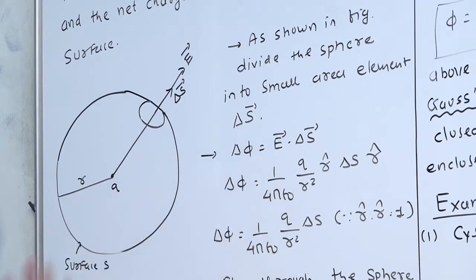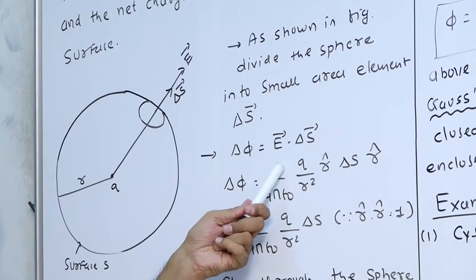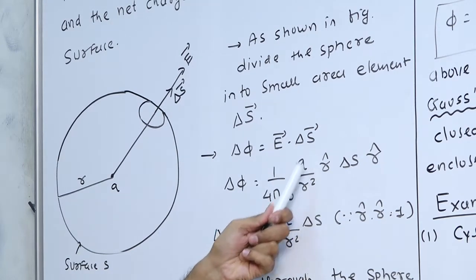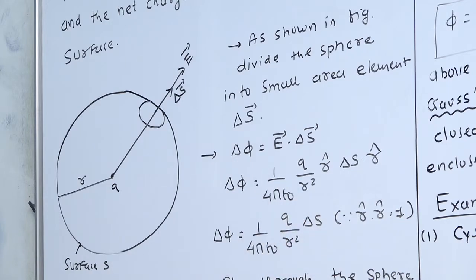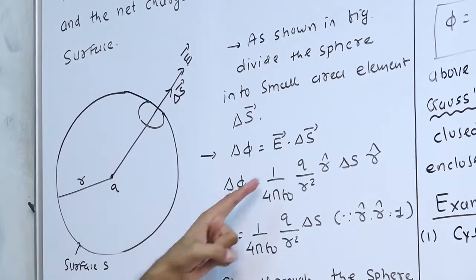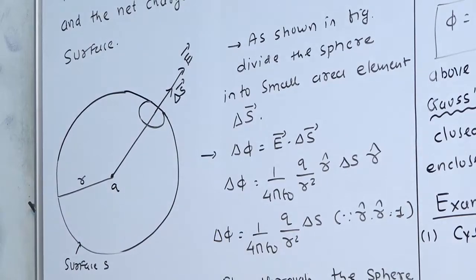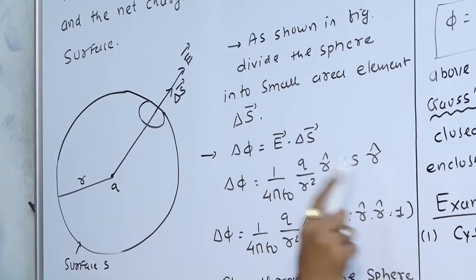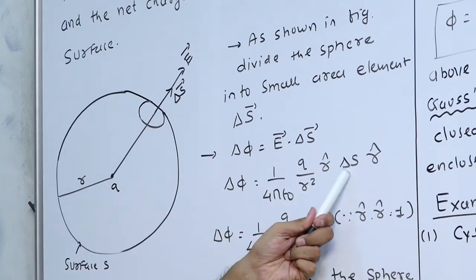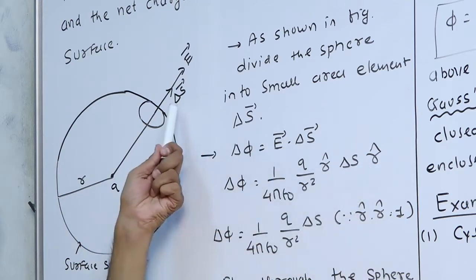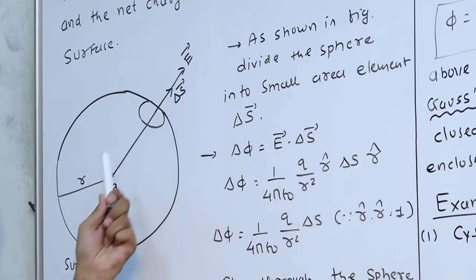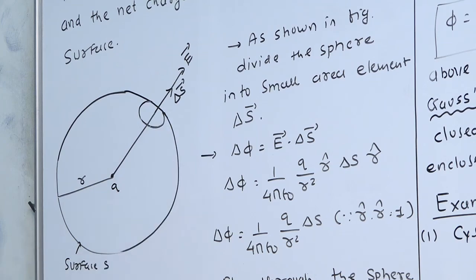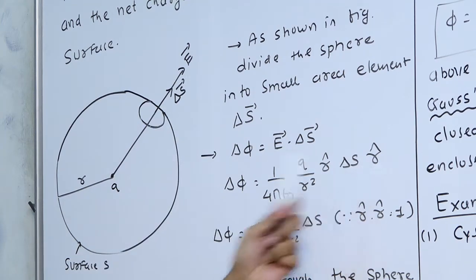Now what do we require? The electric field due to a point charge. The electric field due to a point charge is given by 1 upon 4 pi epsilon 0, q upon r square, into r cap. The vector delta S is replaced by delta S into r cap. Why are we multiplying r cap? Because this area vector lies in the direction of the radius of the sphere.